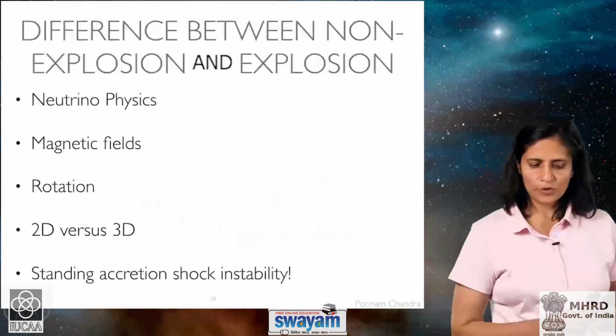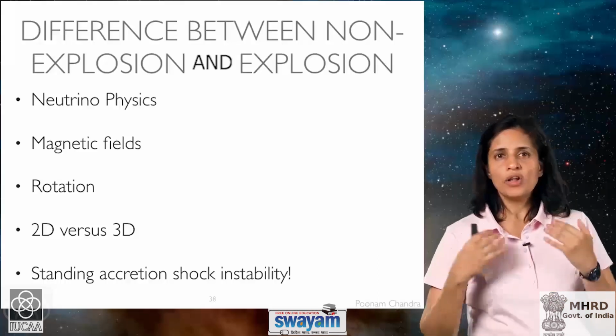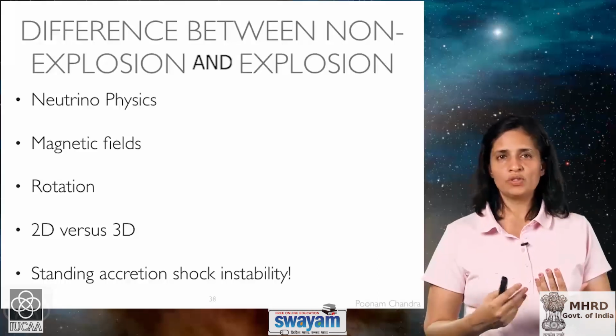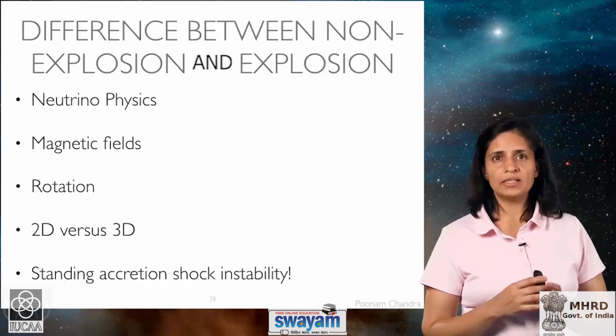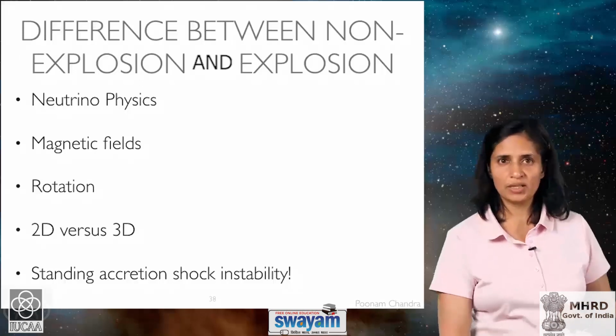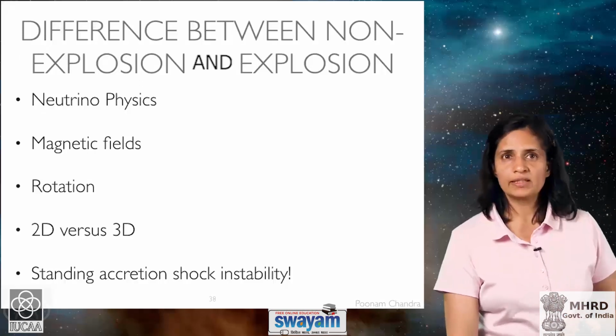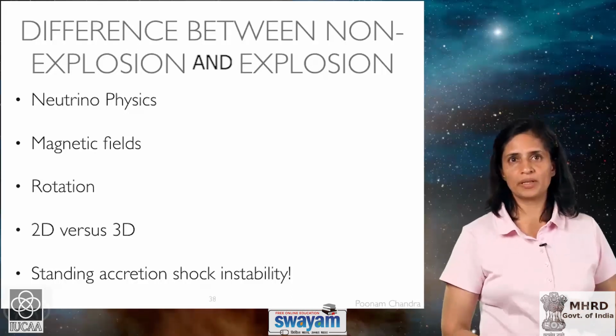So basically I want to say that magnetic field, rotation, and neutrino physics all play a very crucial role, and we still do not understand them. This is a very active area of research, and some of us are trying to understand these phenomena as technology advances and better and faster supercomputers come up.